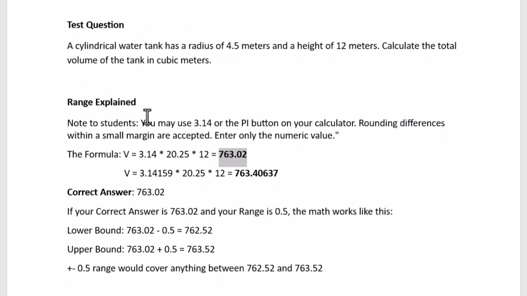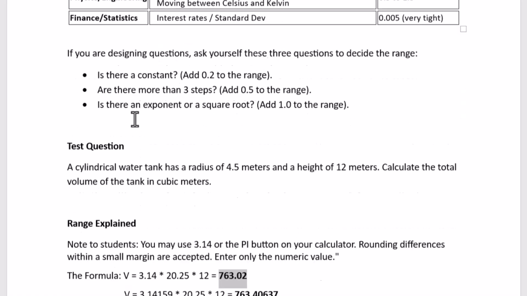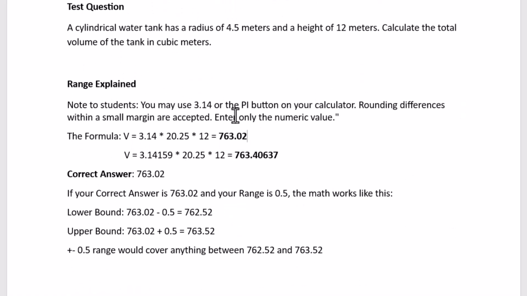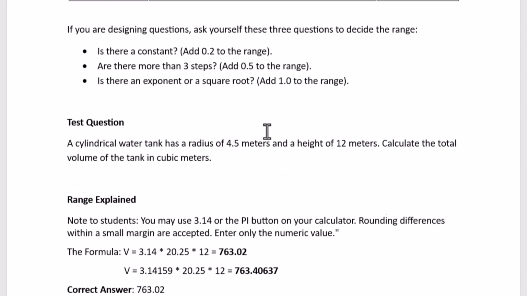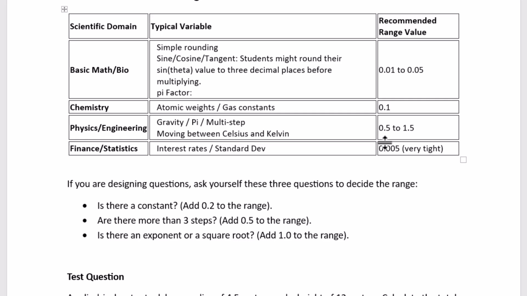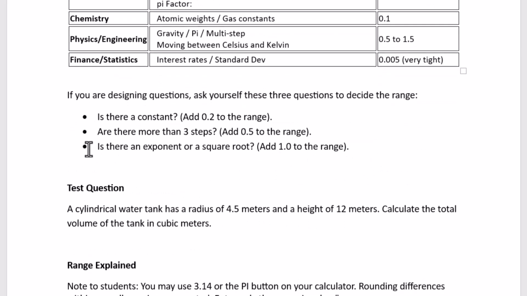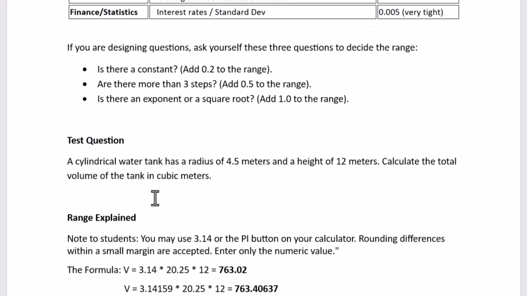But this is the part that you need to keep in mind: how the range is calculated, or when you should be calculating the range. You should have a very good idea that this question can have different answers, not with a very big difference, but a small difference. And if there is an exponent or a square root, there we can have a bigger difference, so the range can be more than decimal points. It can be a complete single digit number, that is 1, right?